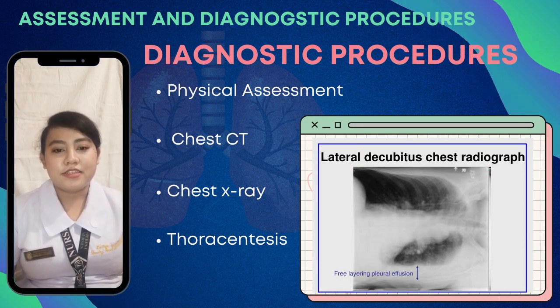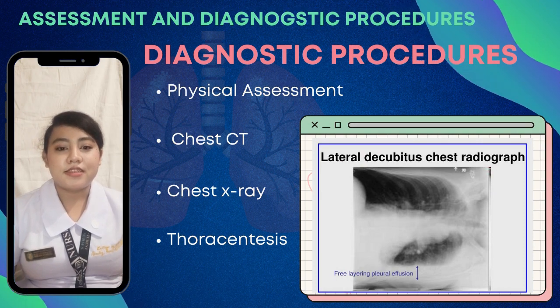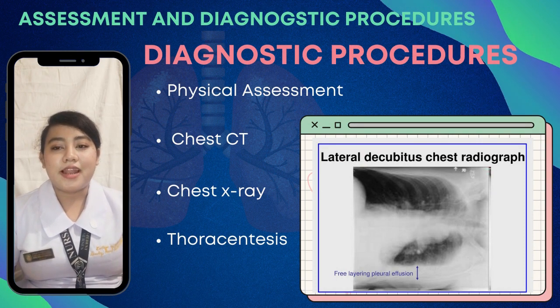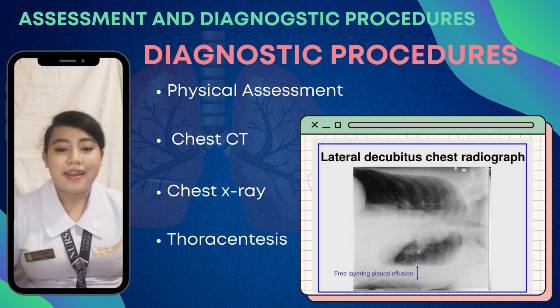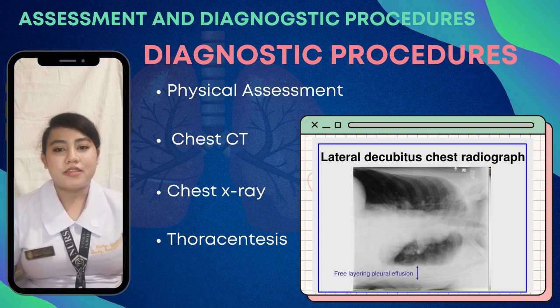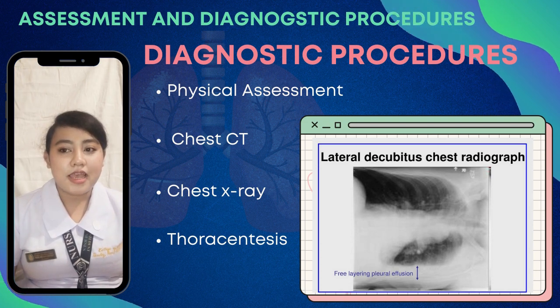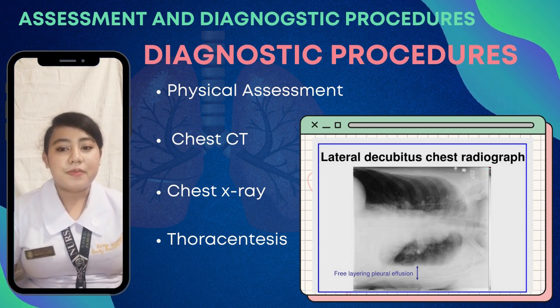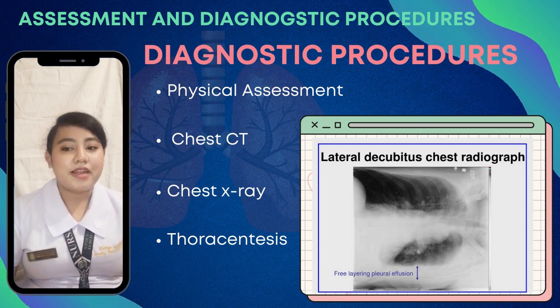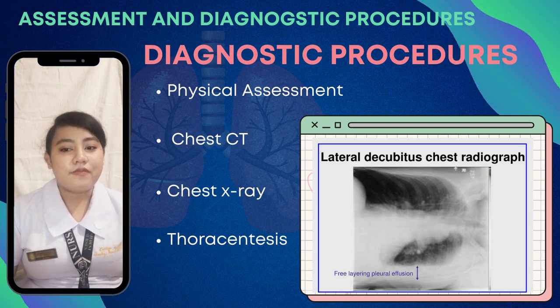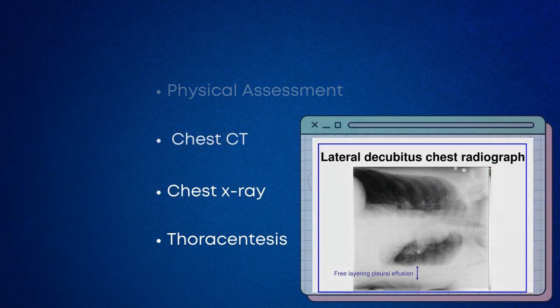Diagnostic procedures for pleural effusion include physical assessment, chest CT, chest X-ray, and thoracentesis. In this picture, we can see a lateral decubitus X-ray, and it can be taken in some cases. The patient is in a side-lying position on the affected side for this X-ray, because this position allows for the layering out of the fluid and the visibility of the air-fluid line.